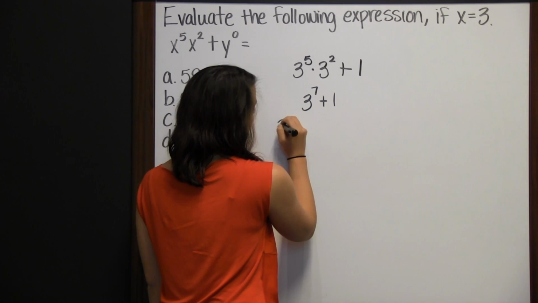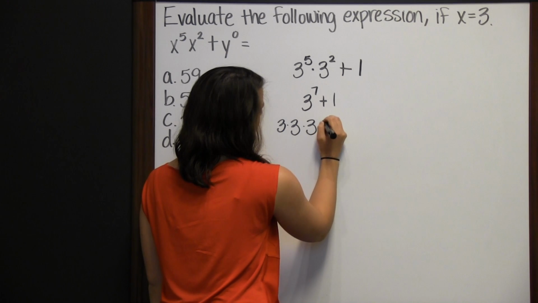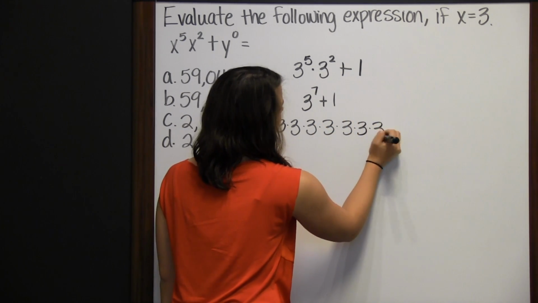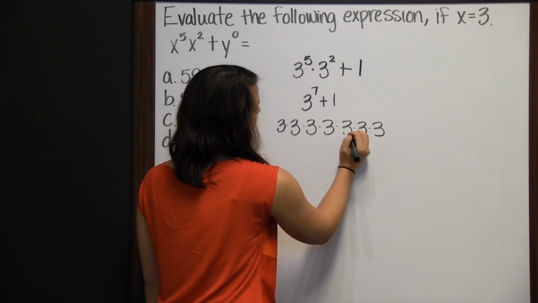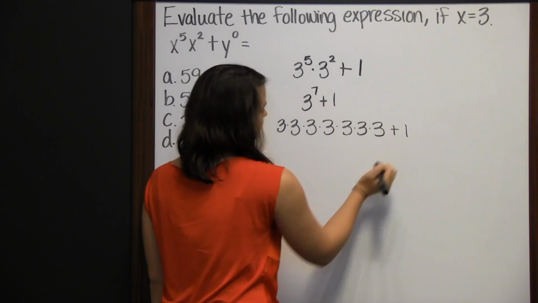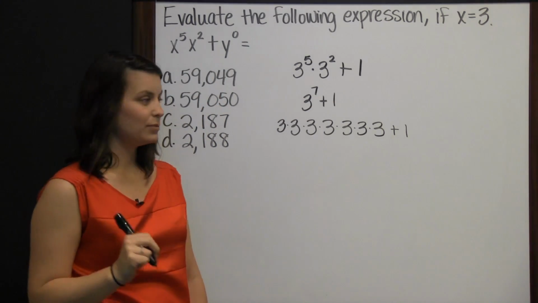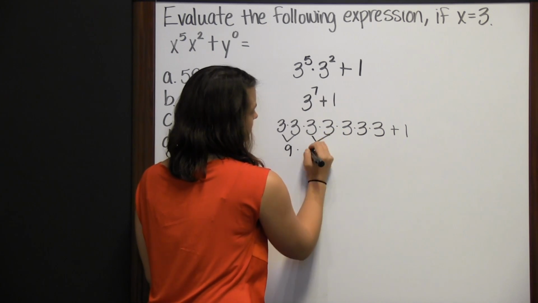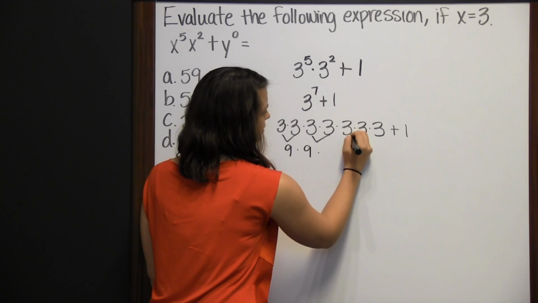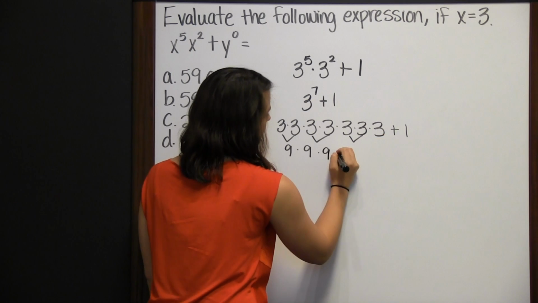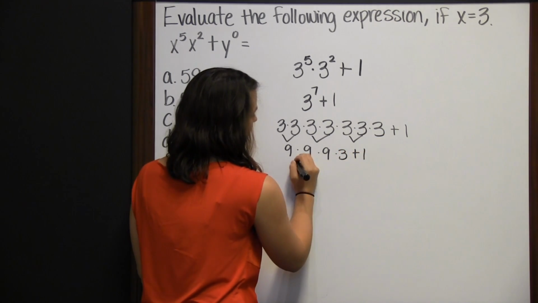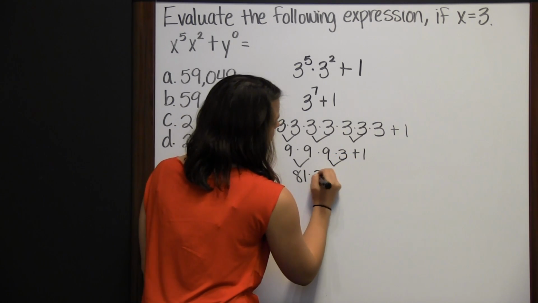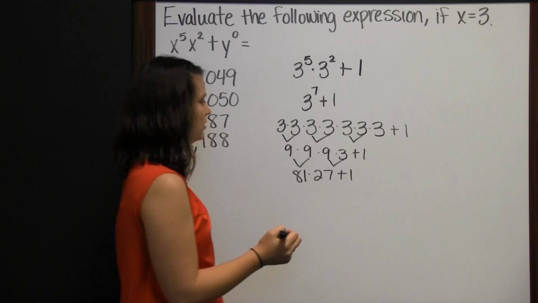And 3 to the 7th power is 3 times 3 times 3 times 3 times 3, 1, 2, 3, 4, 5, times 3 times 3. 3 to the 5th times 3 squared plus 1. Okay, so we have a lot of 3's to multiply. 3 times 3 is 9 times 3 times 3 is 9 times 3 times 3 is 9 times 3 plus 1. 9 times 9 is 81 times, and then 9 times 3 is 27 plus 1.